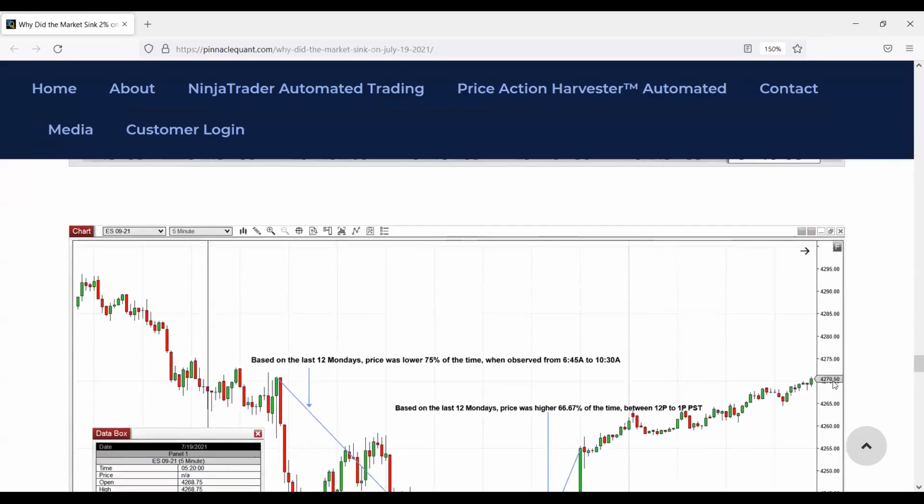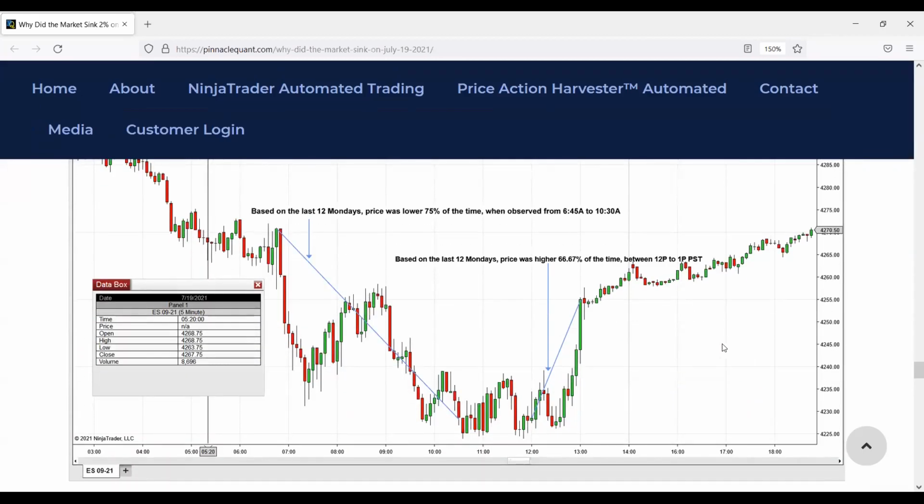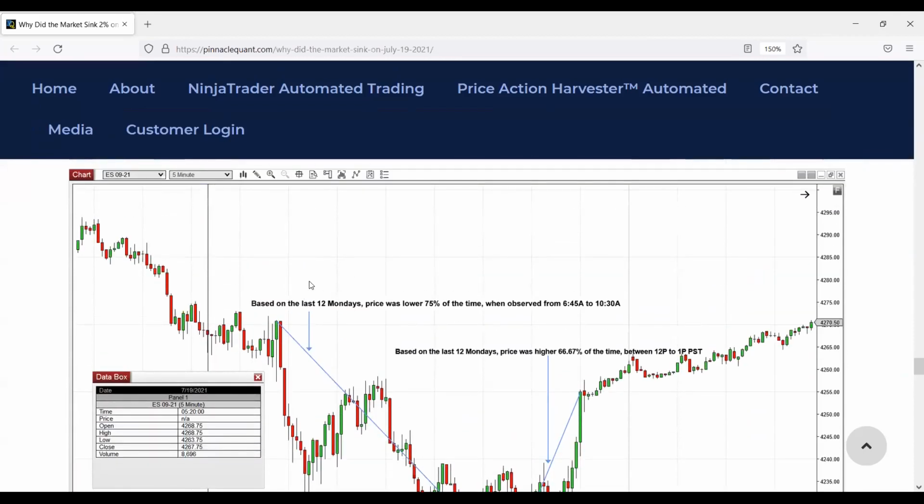So this is the chart. Plain chart. I have no indicators, no price, no trades on it. Okay. So on July 19th, the news media was shouting. The narrative was Delta variant fears.